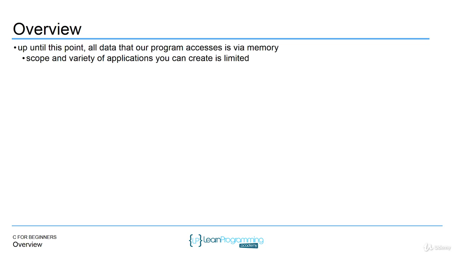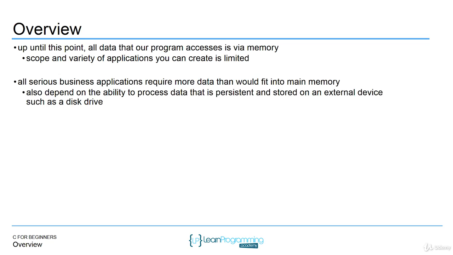But it also is limited, because the scope and variety of our applications, if they only use memory, is going to be somewhat limited. We know that memory goes away when the program goes away, and so that can be very limiting. All serious business applications require more data than would fit into main memory. Main memory is also very small. Nowadays you can get a lot of memory, 32 gigabytes, but in the past, and especially on embedded devices, you don't have as much RAM. As a result, your applications are very limited because of space and size. You really only want to store variables and things like that in main memory.